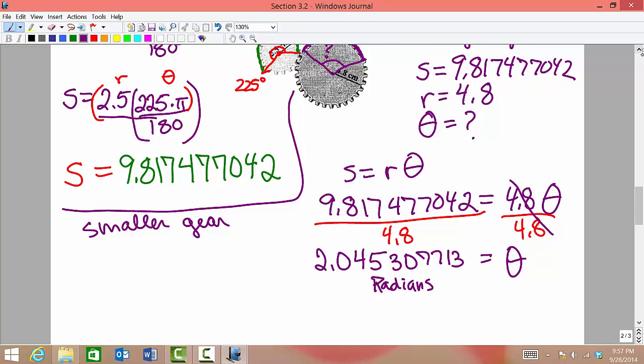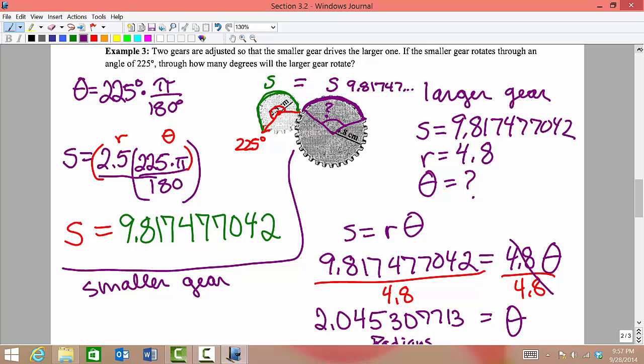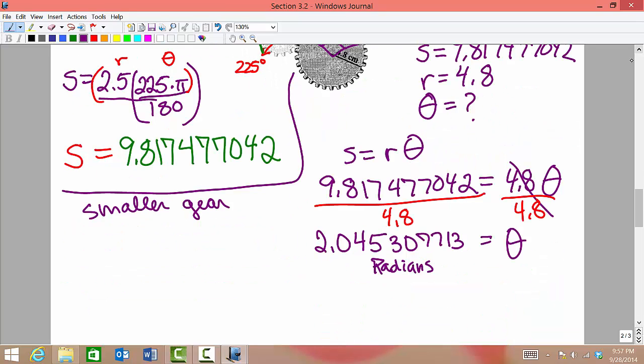But when I look back up to what my question is asking me, let's go back up for a second. My question says, through how many degrees will the larger gear rotate? So I'm in radians right now, and I want to be in degrees. So let's convert our answer from radians to degrees. What do I need to multiply by to get from this radian measure to degree measure? And once again, we're going to leave that in our calculator. We're not going to do any rounding until the very end.